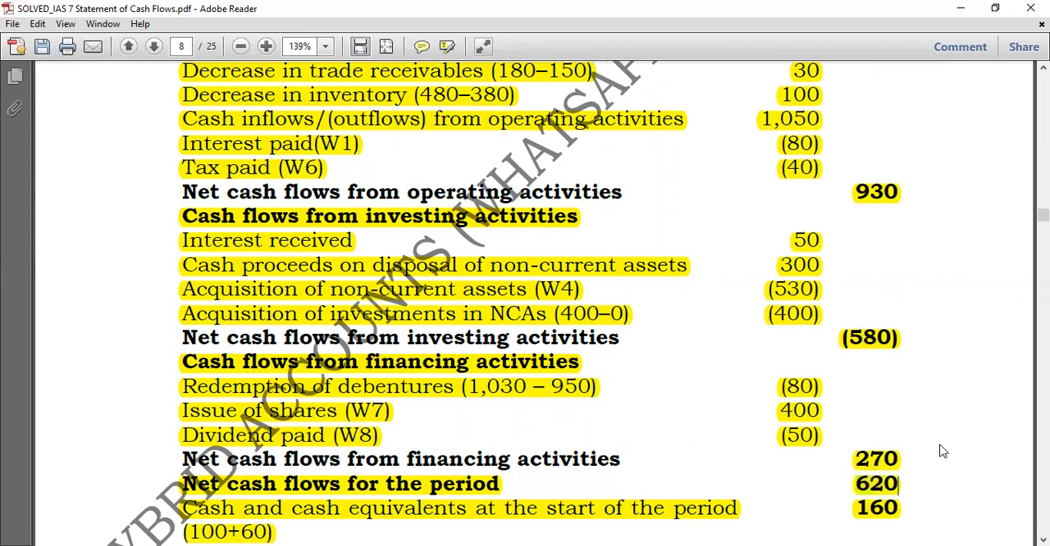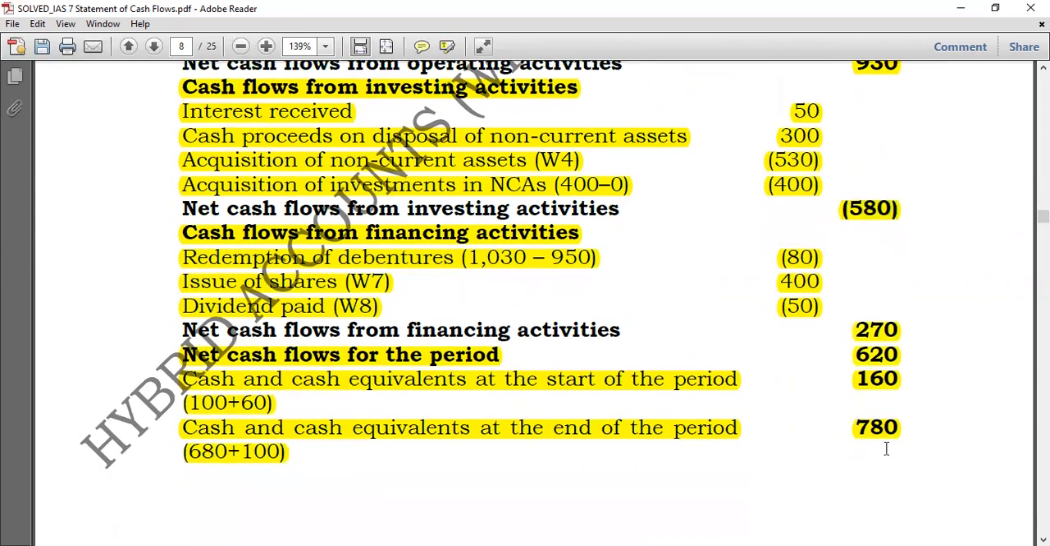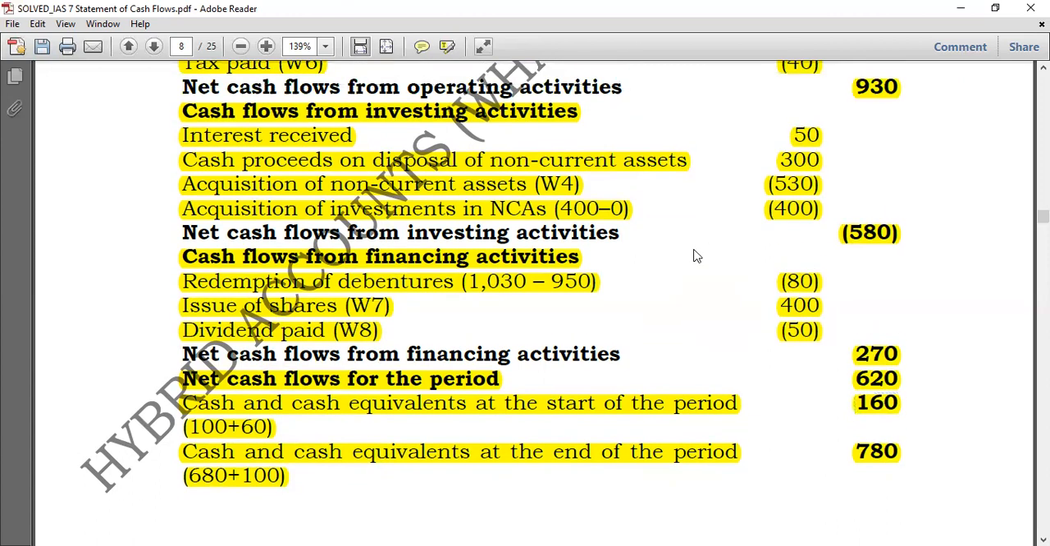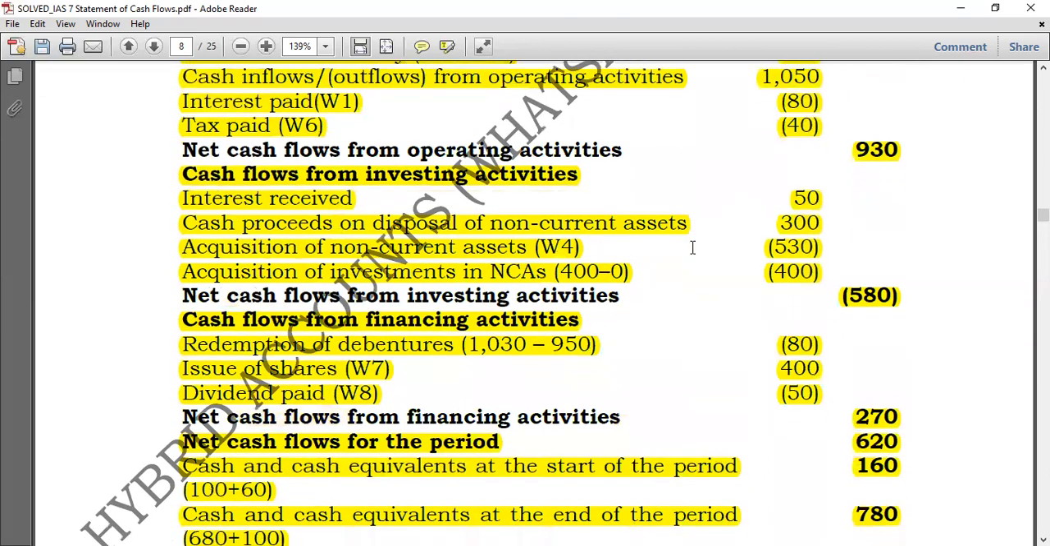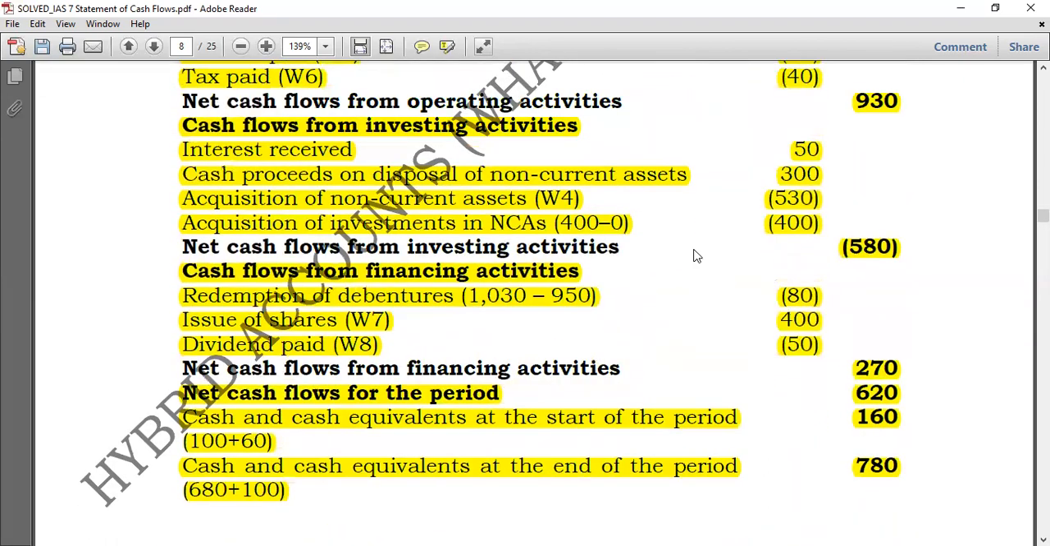Now you have to prove. This 620 is the net cash flow for the period. If you add them to the opening cash and cash equivalent, it would reach this figure. Now, 620 plus 160 equals 780, yeah, that's right. 0 plus 0 equals 0. 2 plus 6 equals 8. 6 plus 1 equals 7. So yes, I'm sure it is the same. So I'm done. So this is how the statement of cash flows is approached.